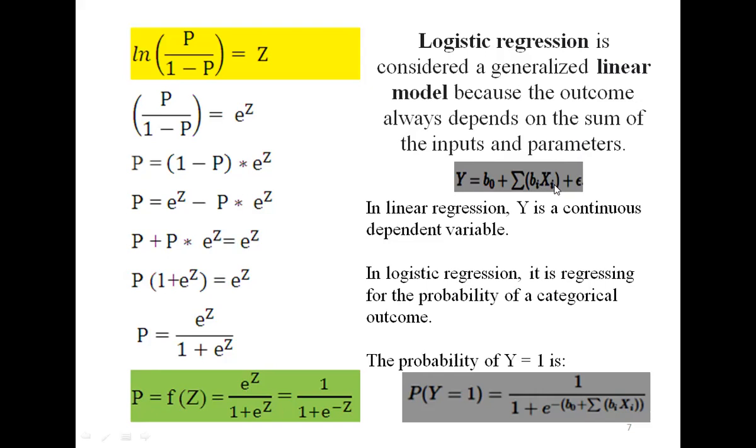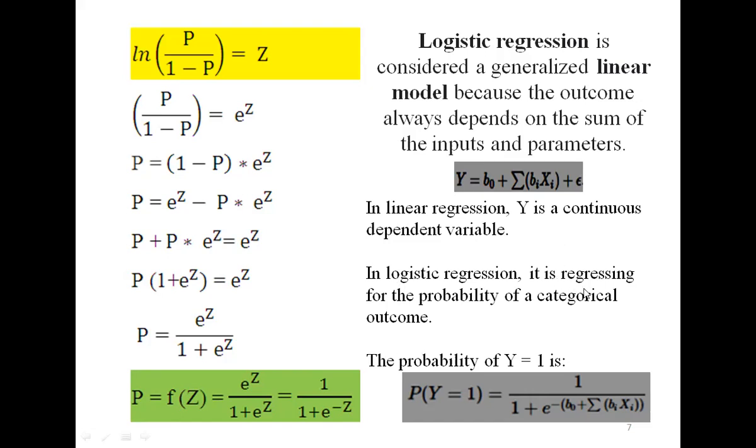Now we have got all the inputs: X1, X2, X3. All the independent variables will have their corresponding parameters or coefficients, so beta 1 X1 plus beta 2 X2 plus beta 3 X3. So this logistic regression can be considered a generalized linear model because the outcome depends on the sum of the inputs and parameters. The only thing is that in linear regression, y is a continuous dependent variable. But here, we are regressing for the probability of a categorical outcome.